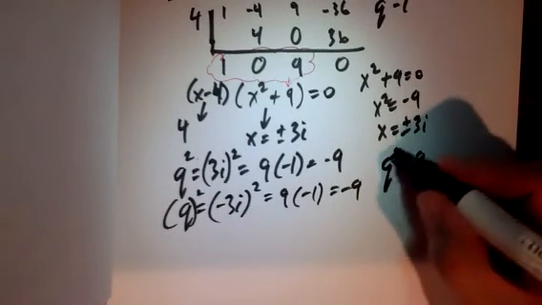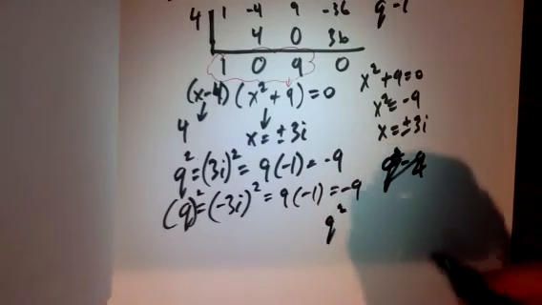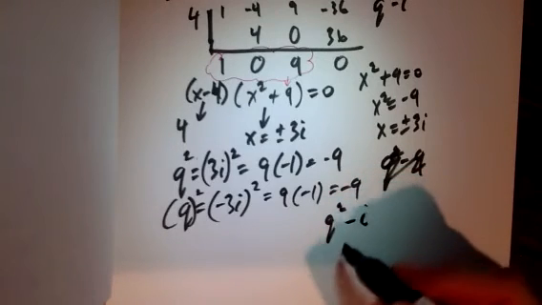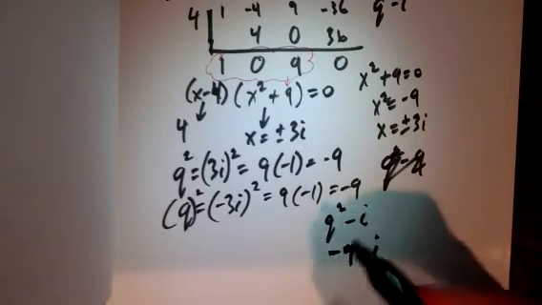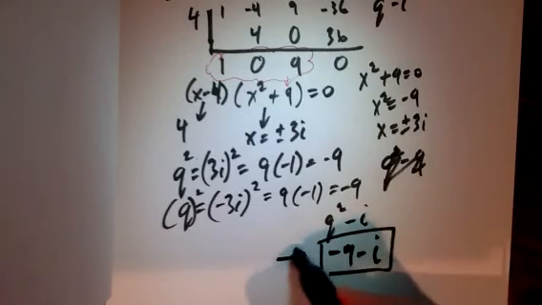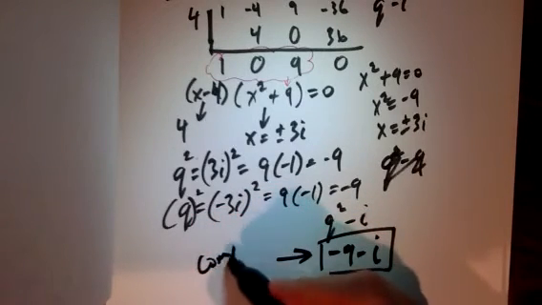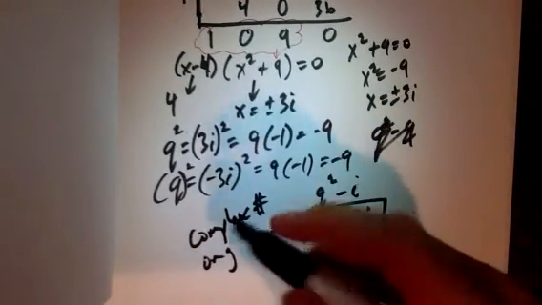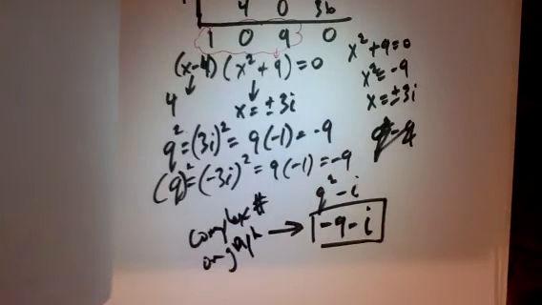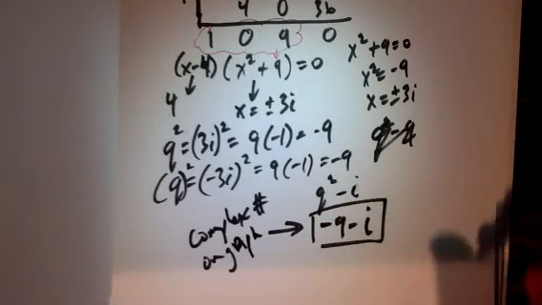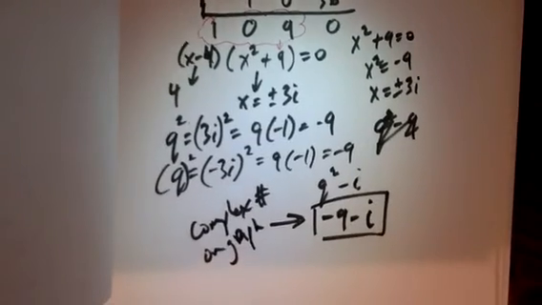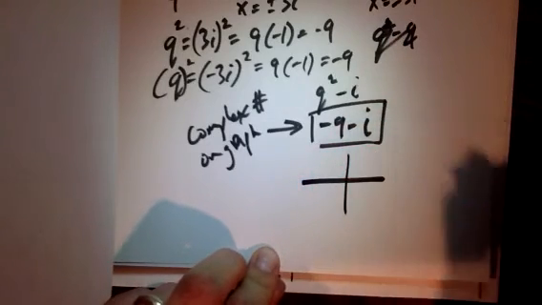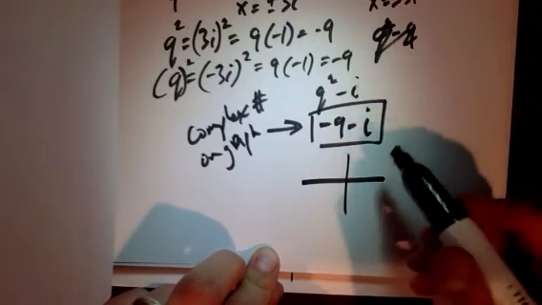q squared minus i, which is what we need to determine, is negative 9 minus i. So that is the complex number on the graph that we're looking for. So we'll draw this out. Negative 9 minus i. So which quadrant is that going to be?